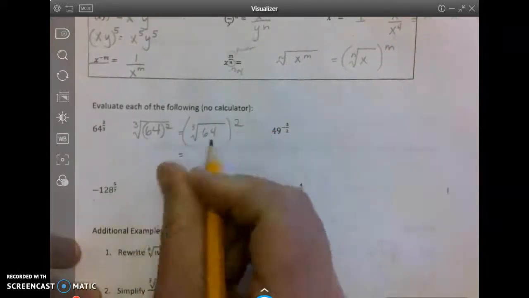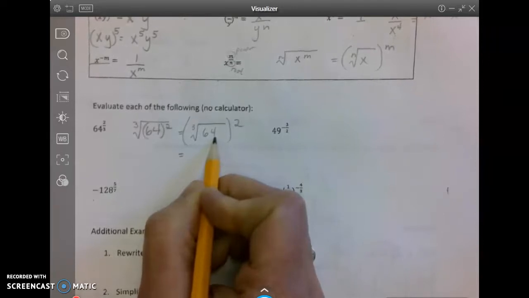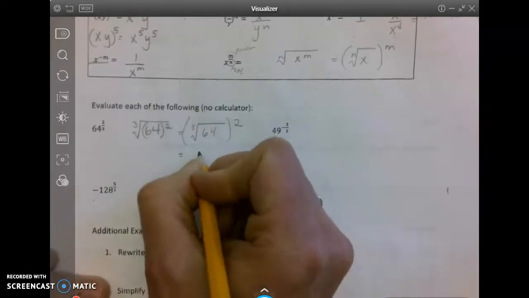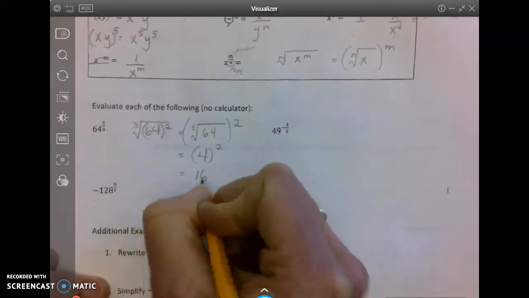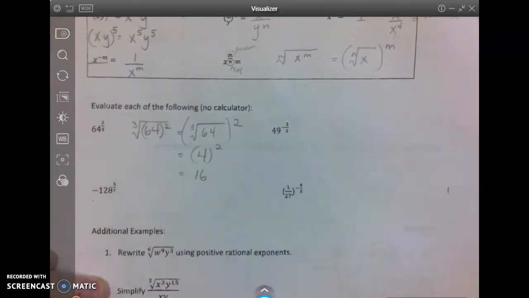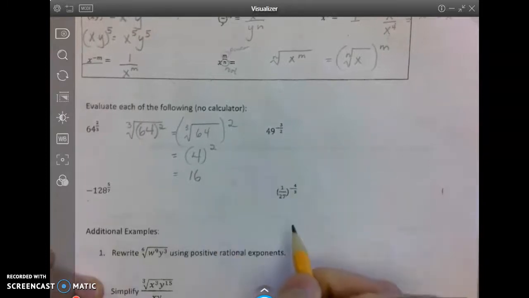So I can figure out the cube root of 64. Is it 2 times 2 times 2? No. Is it 3 times 3 times 3? No. 4 times 4 times 4? Oh, 4 times 4 is 16. 16 times 4 is 64. So it's 4. Square that, and I get 16. I didn't need a calculator. Okay? All right, let's do this next one.